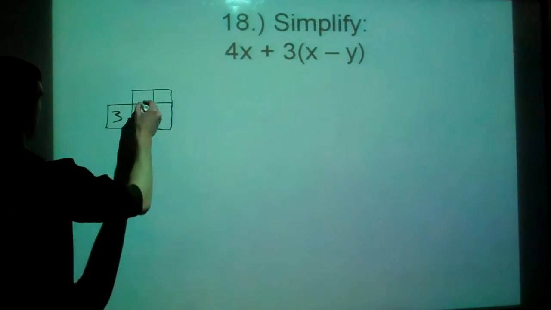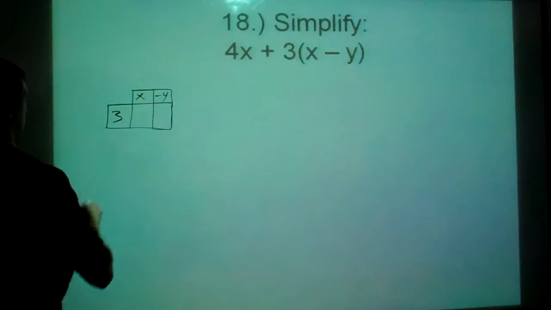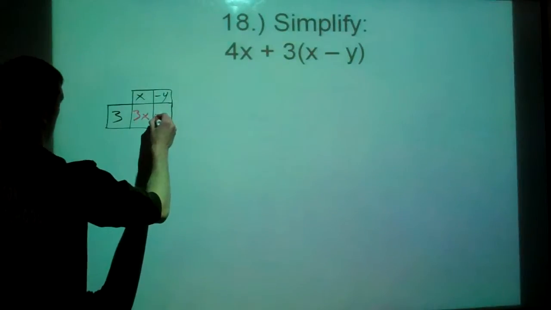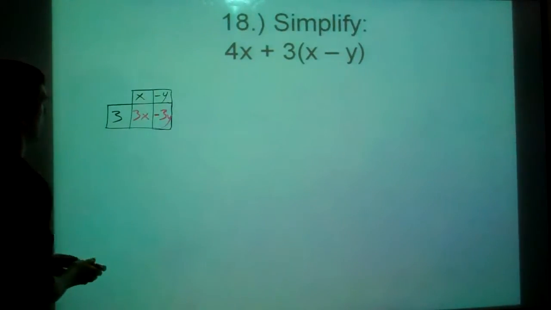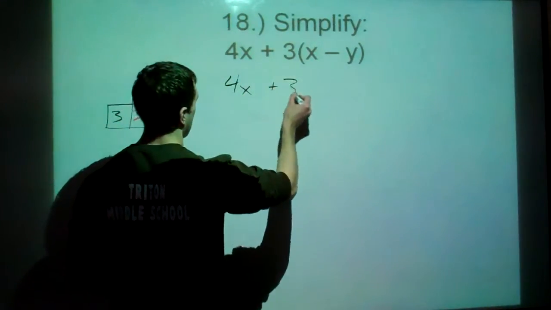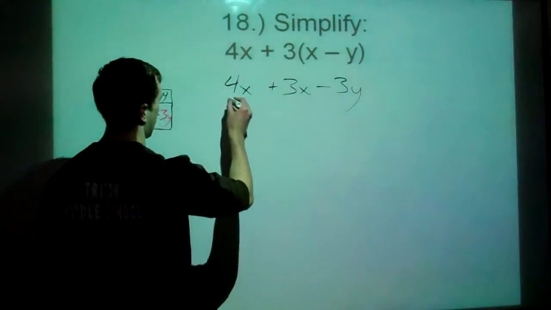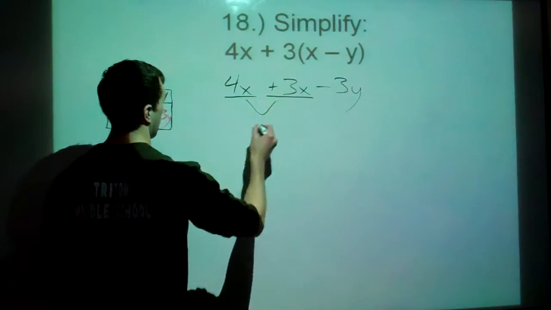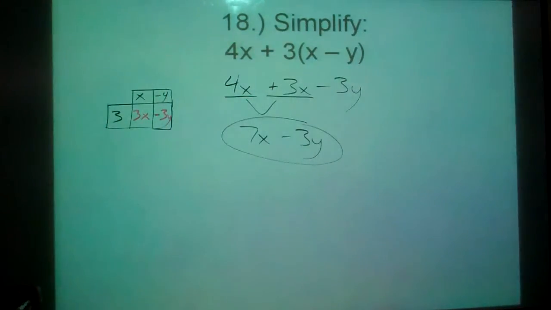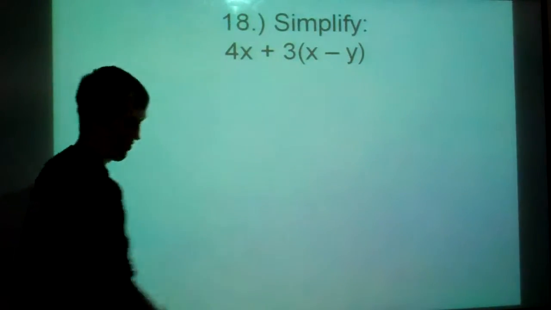3 is on the outside, x and minus y are on the inside. So we do 3 times x, which is 3x, and 3 times a negative y, minus 3y. So that's what we're going to replace it with, 4x plus 3x minus 3y, which we got from over here. And now we can combine 4x and 3x into 7x minus 3y. And there's our answer there, simplified.